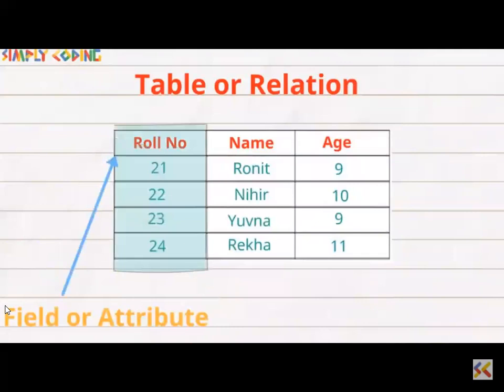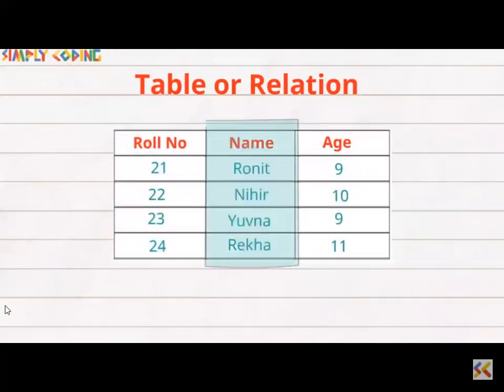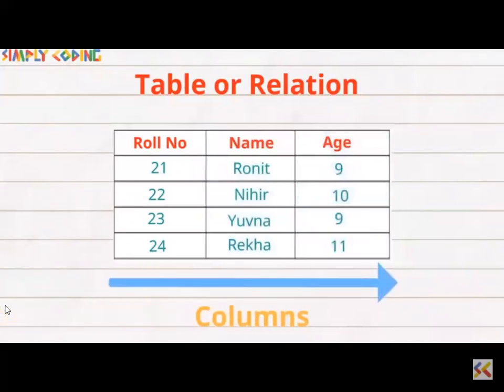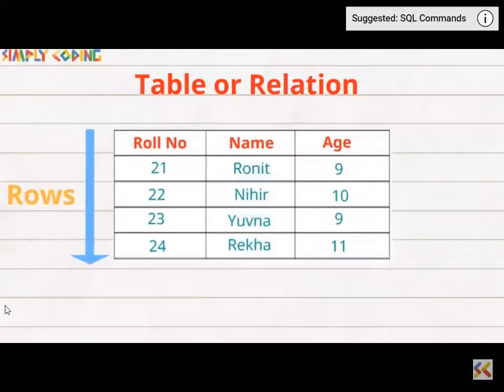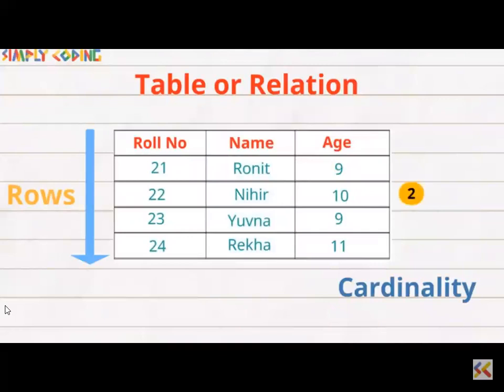Columns are also called fields or attributes, which contain one type of information. The number of columns or attributes is called the degree of the relation. For example, the degree of this table is 3. Similarly, the number of rows or tuples in a table is called the cardinality of the relation. In this example here, the cardinality is 4.